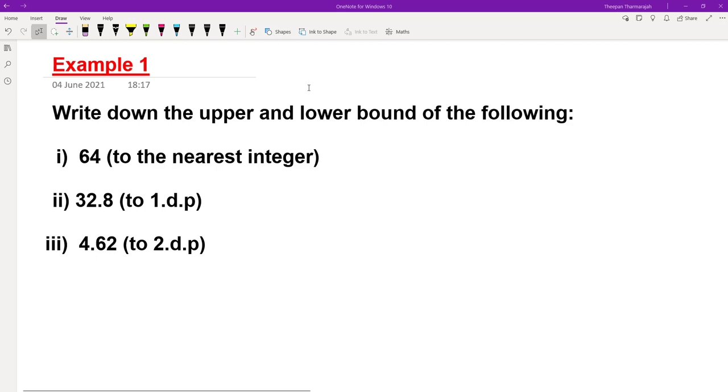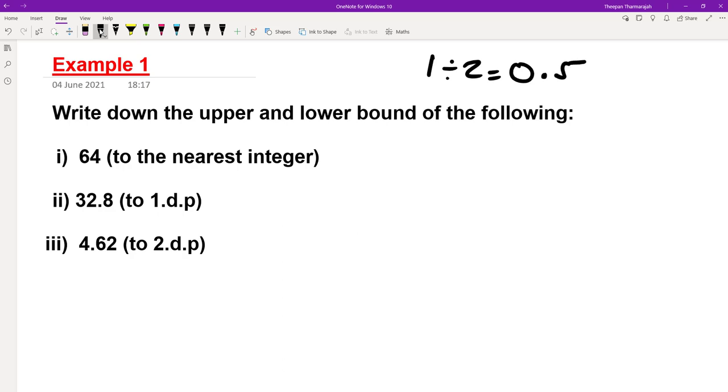So in this video, we're going to look at how to write down the upper and lower bound of some numbers. So first of all, we're going to write down the upper bound and lower bound of 64. So we can say it's been rounded to the nearest whole number. So if it's been rounded to the nearest whole number, we do 1 divided by 2, which is 0.5.